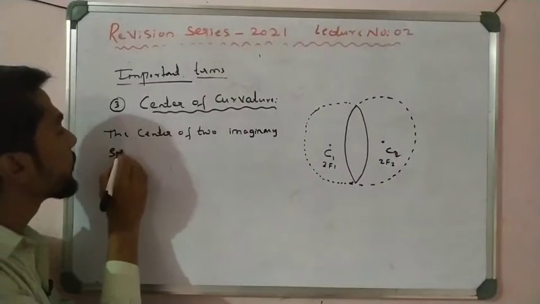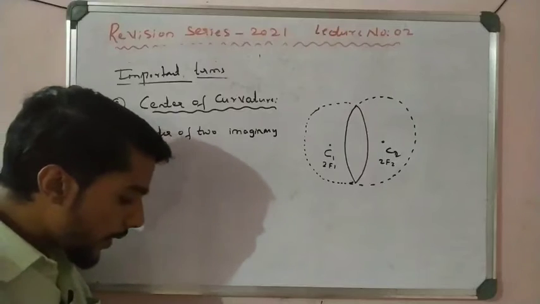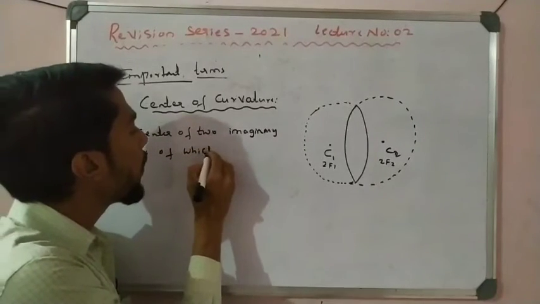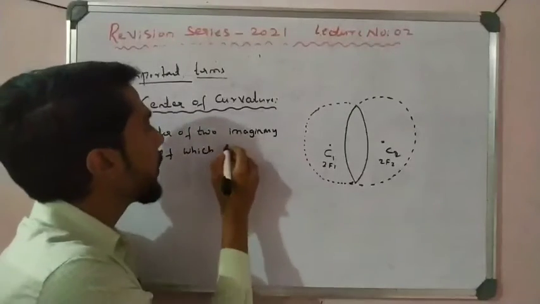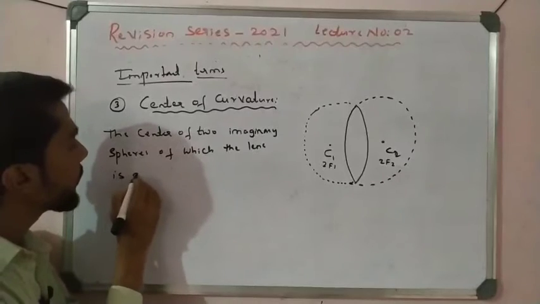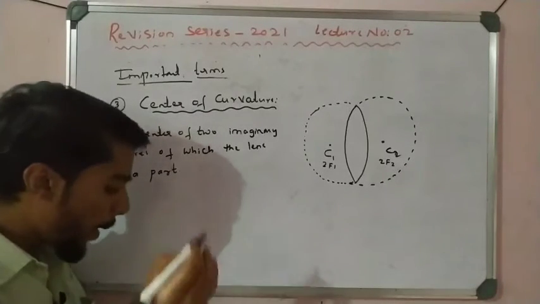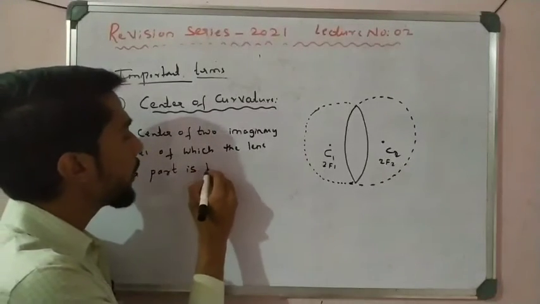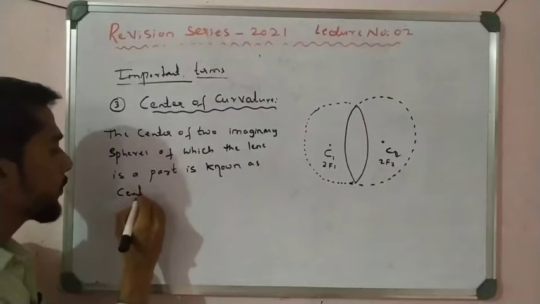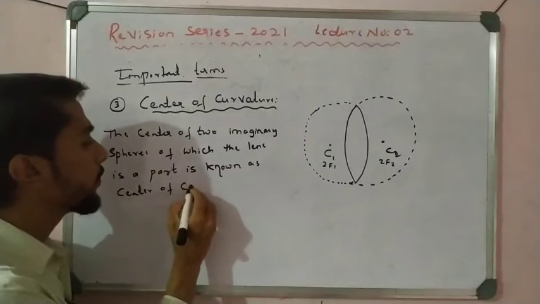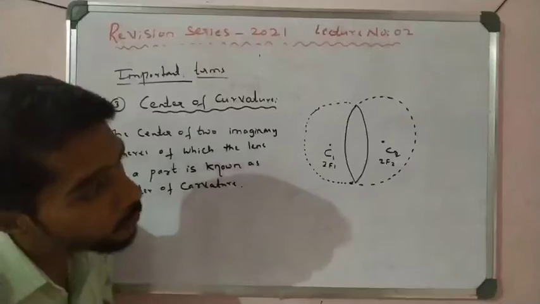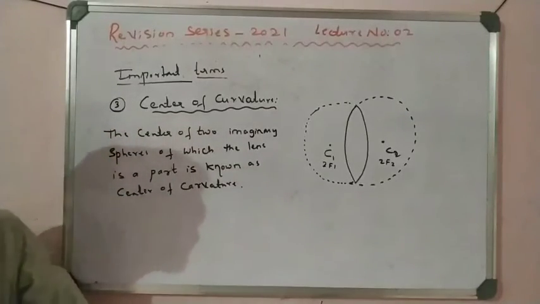spheres of which the lens is a part is known as center of curvature. Simple. So please note down this definition, a very simple, easy definition.